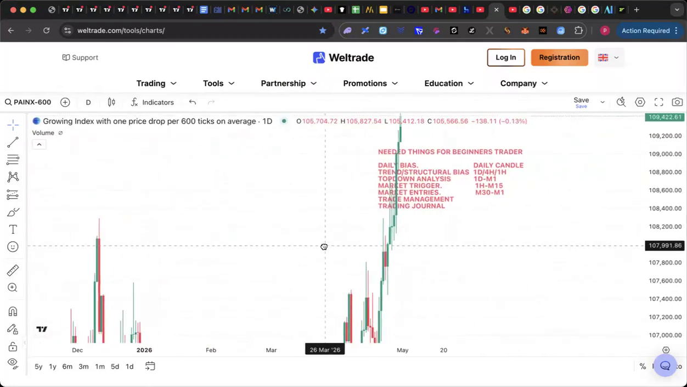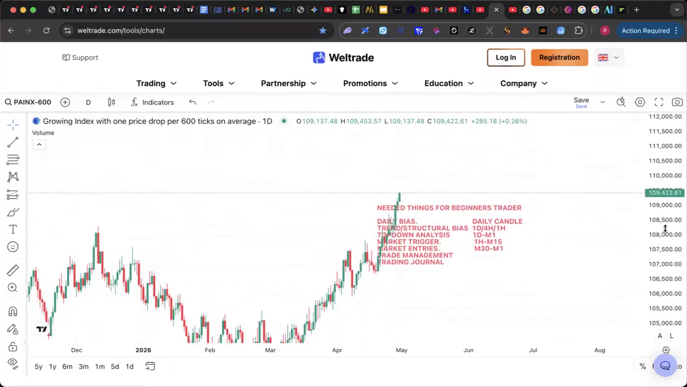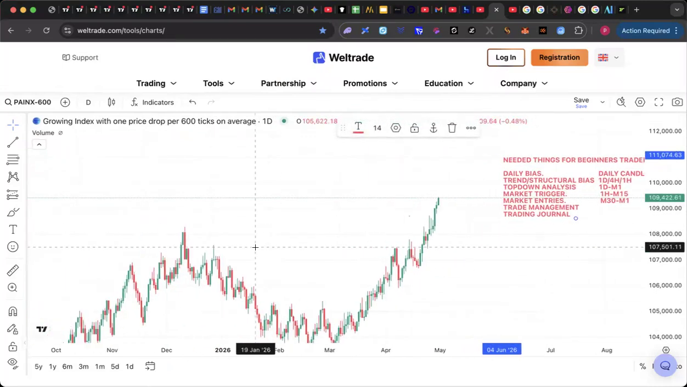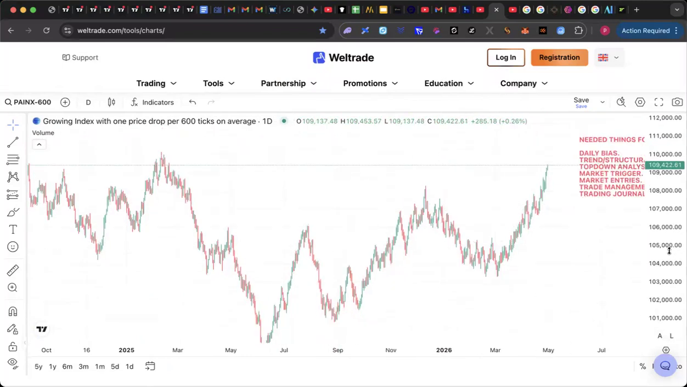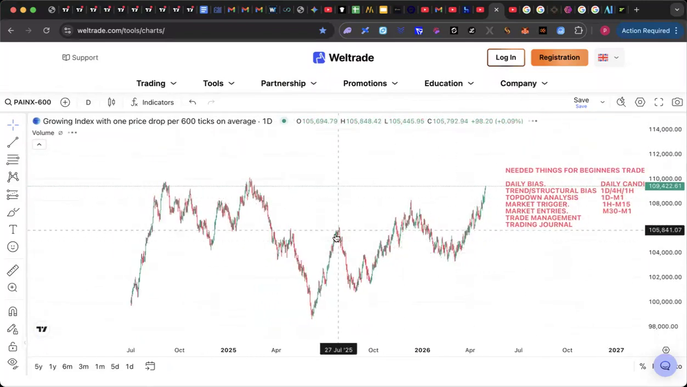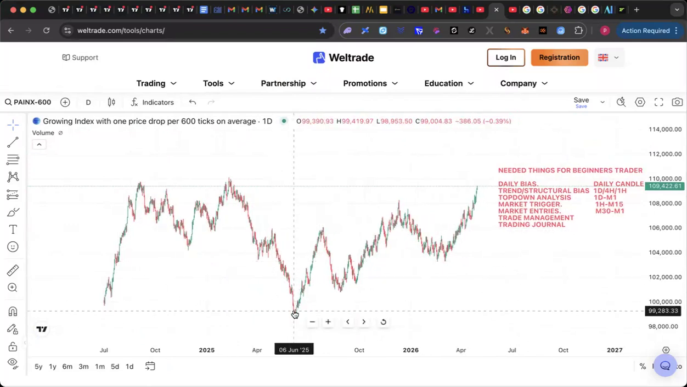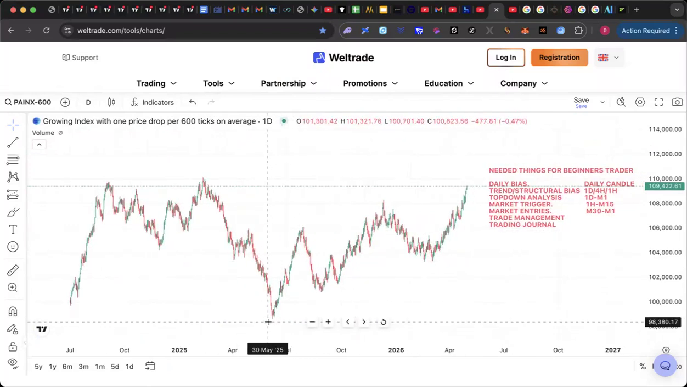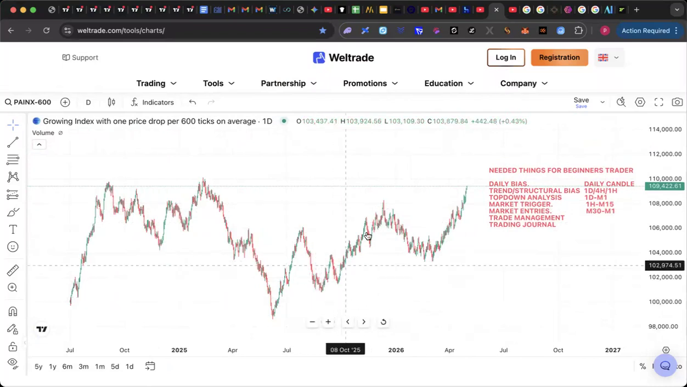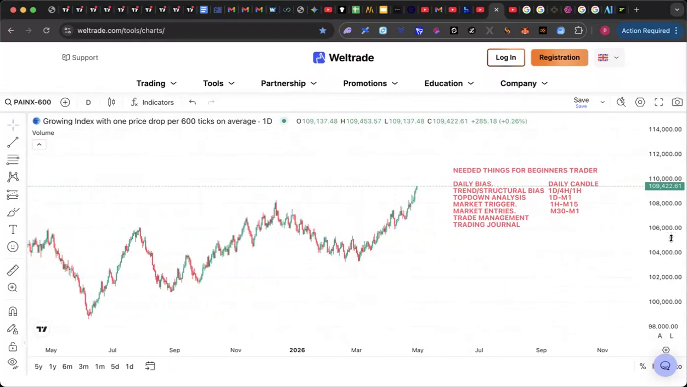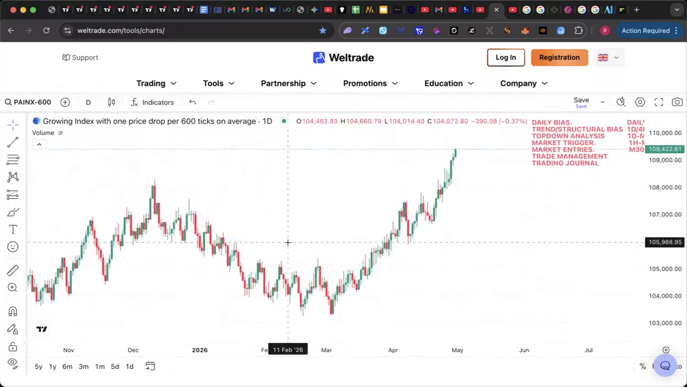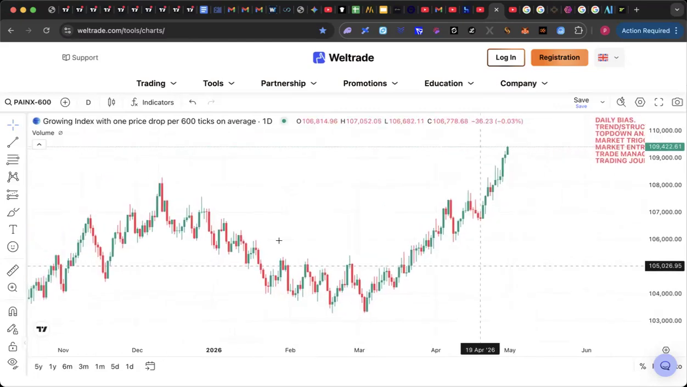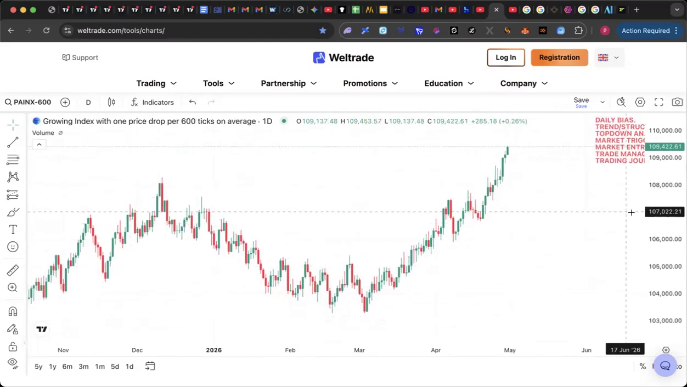If I go to the daily time frame, it's very simple. So this is pain 600. Now look at pain 600 on a higher time frame. If you look at it on a daily time frame, you see that pain 600 is in an uptrend. On a bigger picture, this is a low, this is a high, this is a low, this is a high. That means an uptrend. But if I go back to a basic structure here, what is very important for you is that this was a downtrend and this is an uptrend.